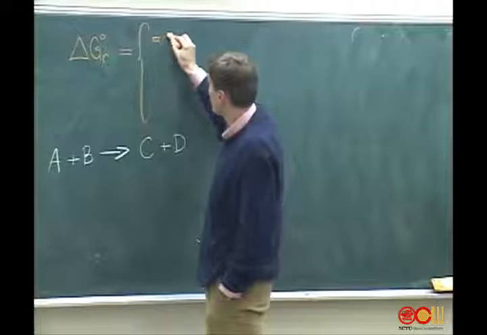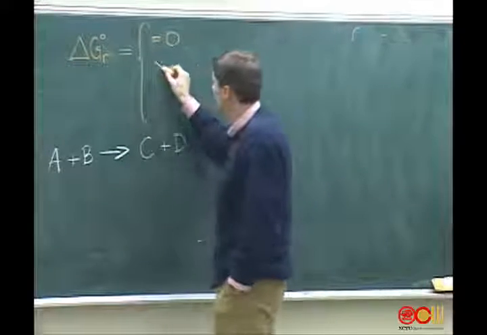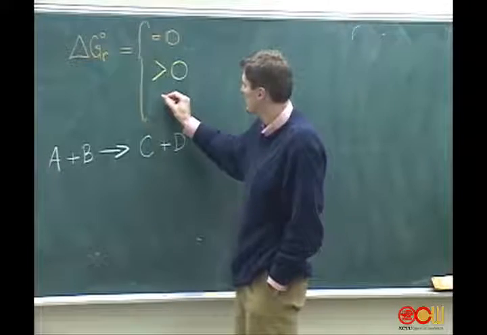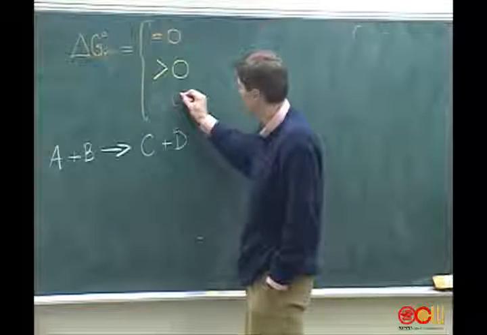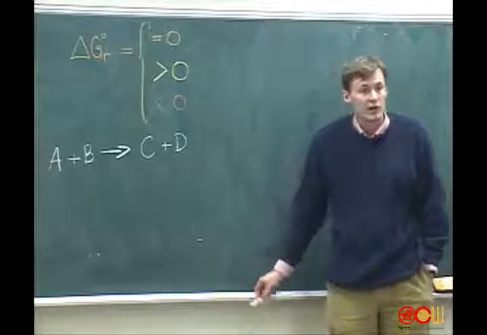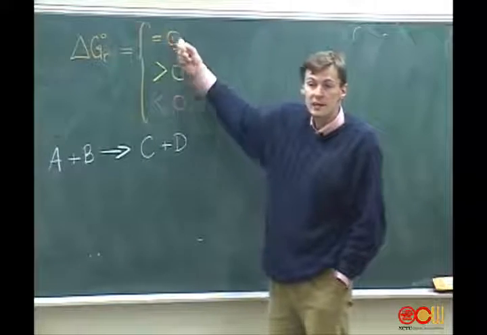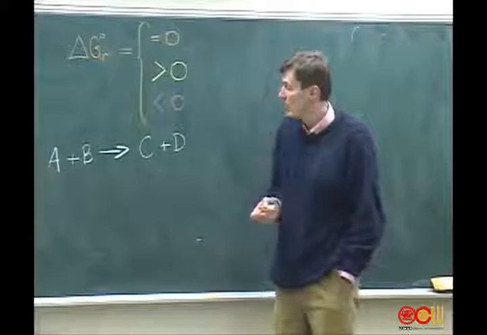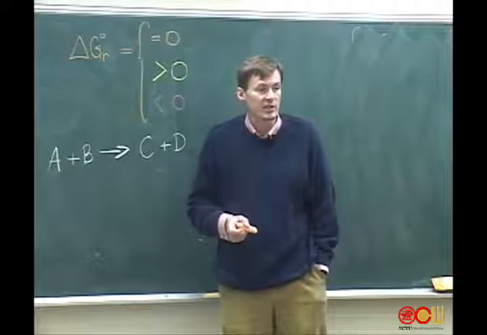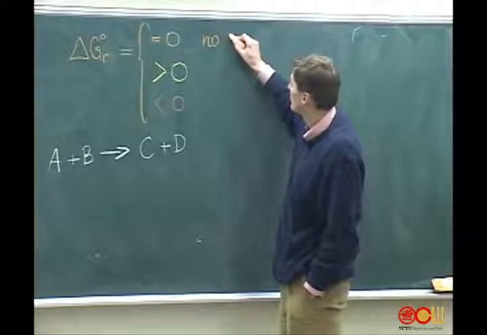First, it was equal to zero. Second case, it was larger than zero. And finally, the last case, it was smaller than zero. What is happening in these three cases? If that was exactly equal to zero, it means that AB doesn't want to become CD, CD doesn't want to become AB, none of the sides is more stable. So in this condition, there is no reaction.